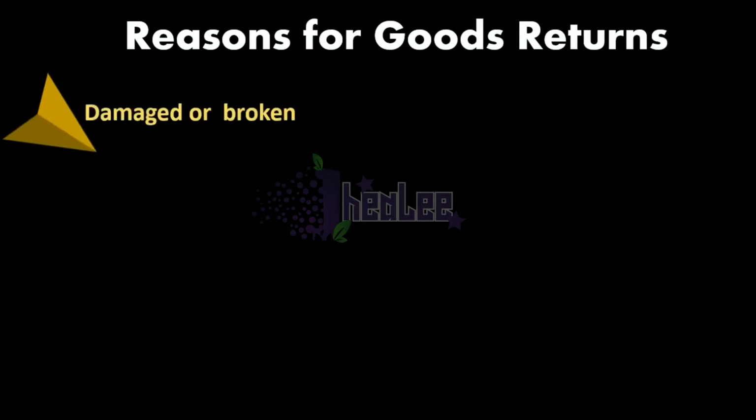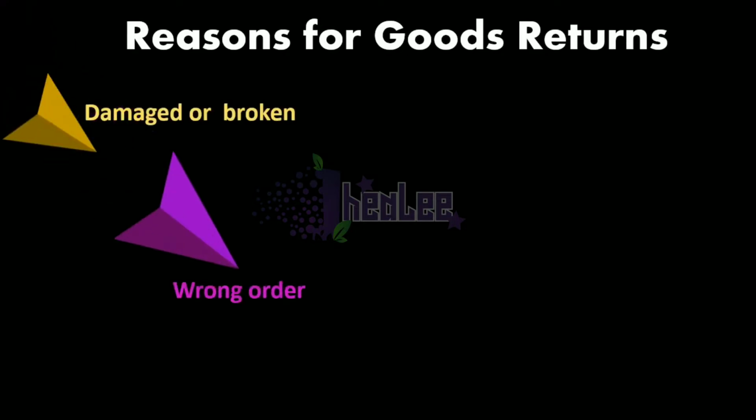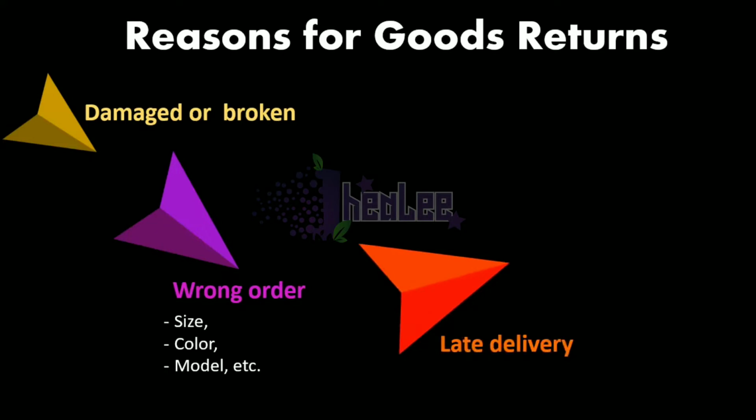Now think about you purchasing something and you look at it and you decided that you're going to take it back to the supplier. Why would you take it back? Similarly to you taking back goods to your suppliers, businesses do the same. And the reasons are, for example, damaged or broken item, wrong order, which could be wrong size, wrong color, wrong model, wrong pattern, etc. Another reason is late delivery.